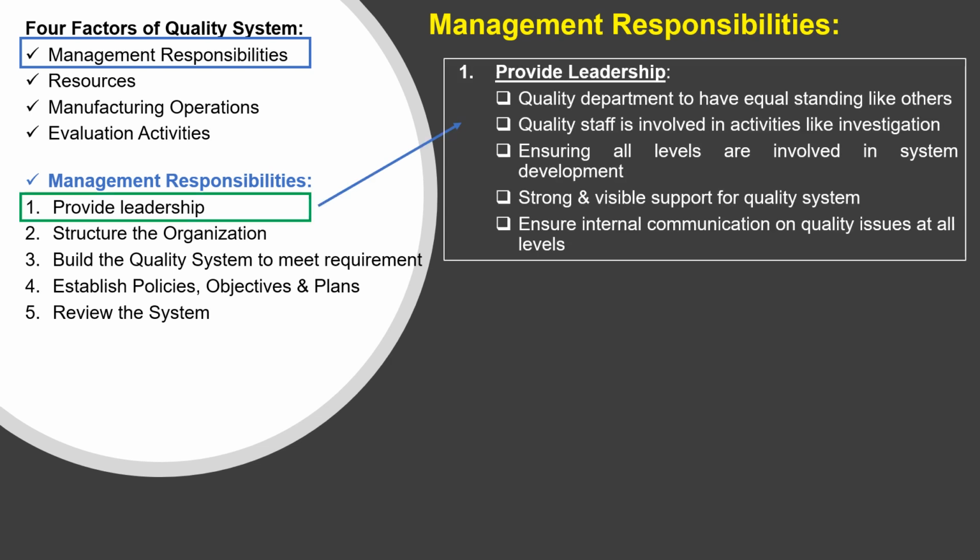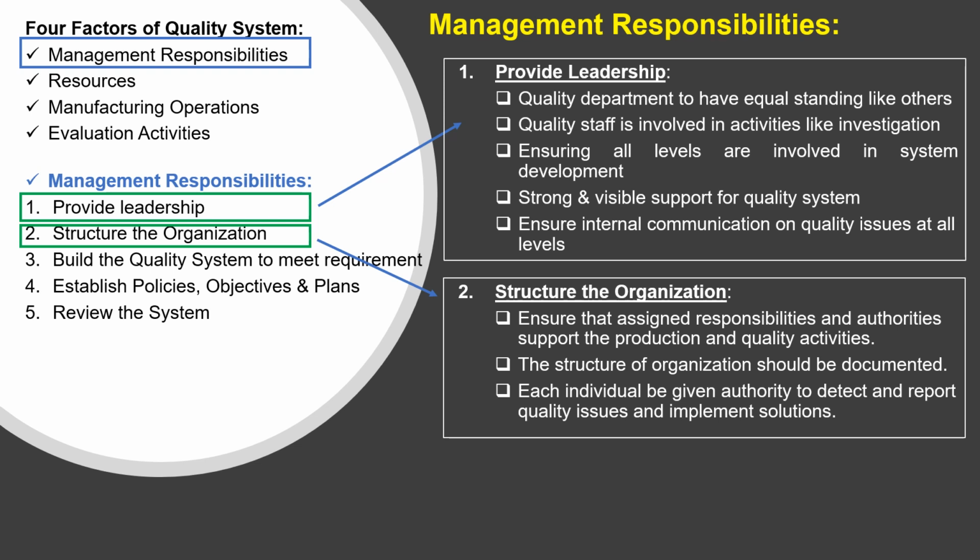First is to provide leadership. The leadership should ensure that the quality department has an equal standing as manufacturing in each and every aspect of the manufacturing system. Quality staff should be involved in activities like investigation routinely. It should be ensured that all levels are involved in the development of the pharmaceutical system. The management should provide strong and visible support for the quality system. They should ensure internal communications on quality issues at all levels.